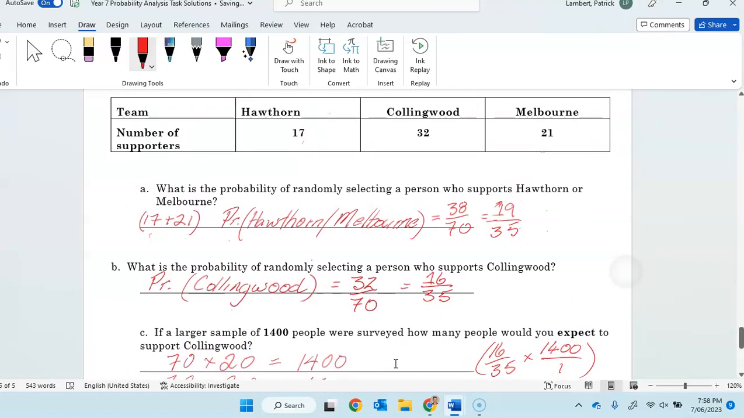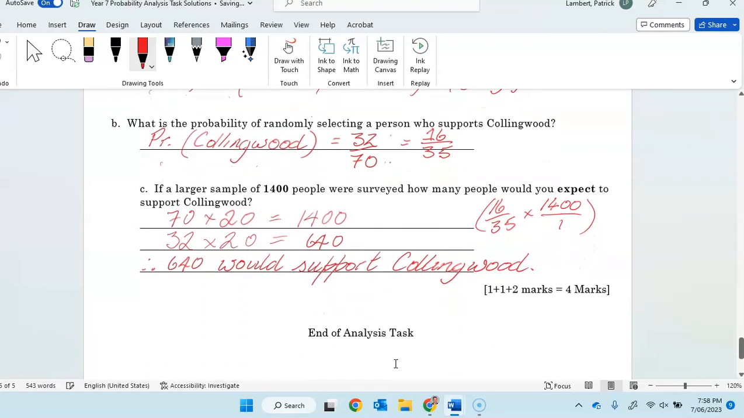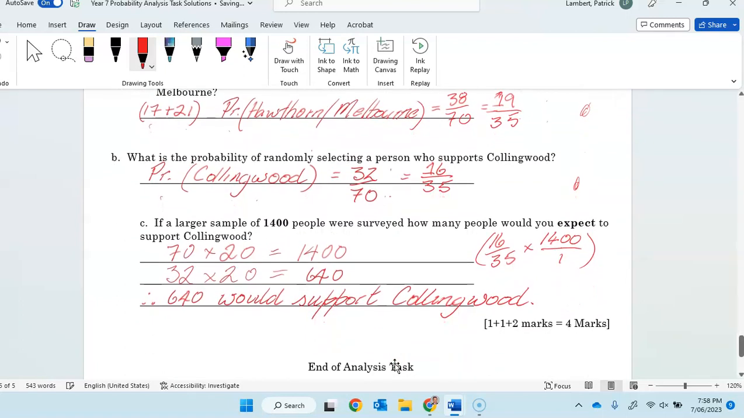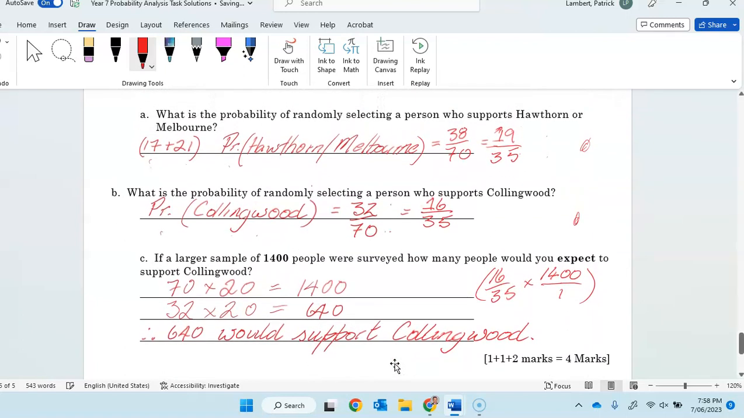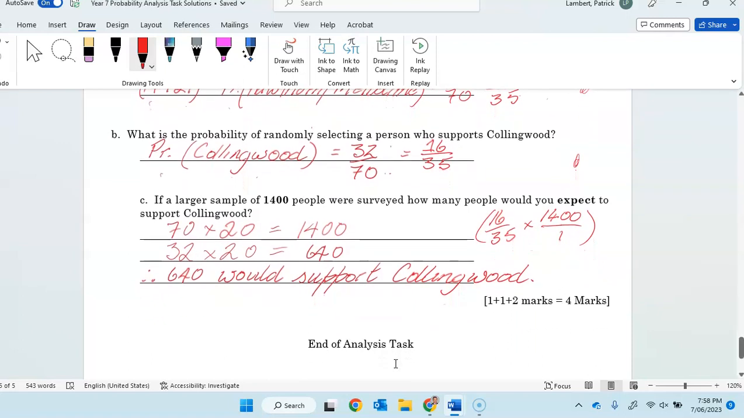What's the probability of selecting a person who supports Collingwood? 32 in 70. Probability, Collingwood is the event. 32 in 70 reduces down to 16 in 35. To get the full marks, you have to have the probability formula. If a larger sample of 1,400 people were surveyed, how many would you expect to support Collingwood, which is the only team to support, of course, the world's best football team?